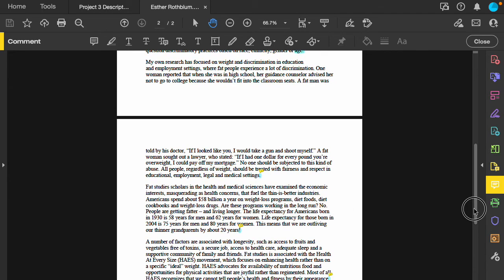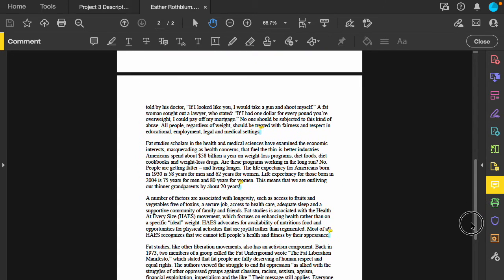In this paragraph, she writes that fat studies scholars have examined the economic interests masquerading as health concerns that fuel the weight loss industry. And she cites the big money being spent on weight loss programs and asks rhetorically, do these programs work in the long run? And she says no. So her claim is that these programs do not work.